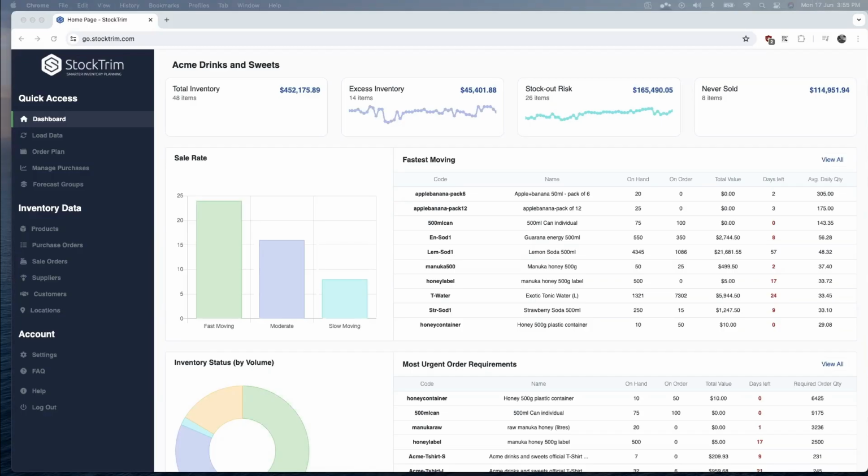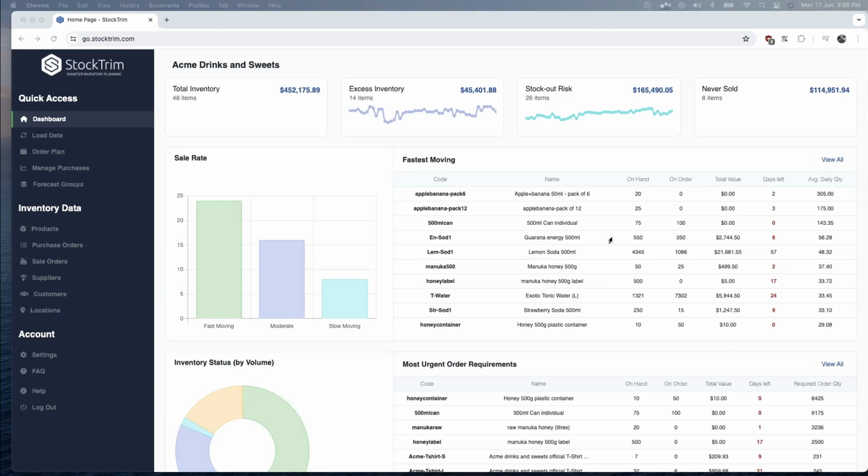In this video, we'll be going through the StockTrim dashboard. The main three objectives of using a tool like StockTrim that you would have seen in our advertising are to: 1, reduce your excess inventory; 2, reduce your stock out risk; and 3, save time planning your inventory.